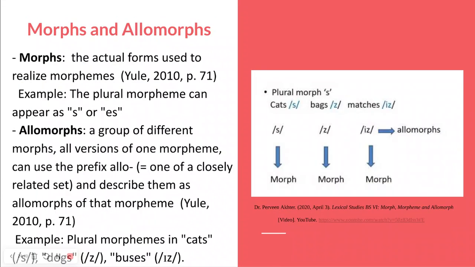Morphs and allomorphs. Morphs, the actual forms used to realize morphemes. Example, the plural morpheme can appear as S or ES. Allomorphs, a group of different morphs, all versions of one morpheme, can use the prefix allo and describe them as allomorphs of that morpheme. Example, plural morphemes in cats, in which the S makes an S sound, dogs, in which the S makes the Z sound, and buses, in which the ES makes an iz sound.